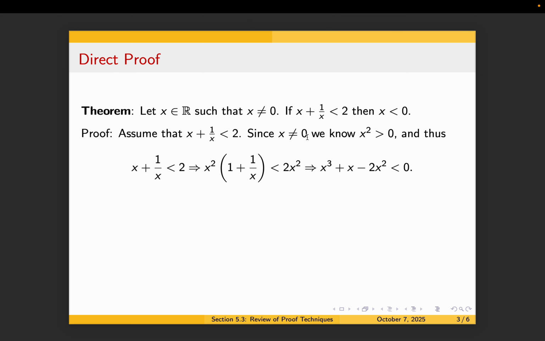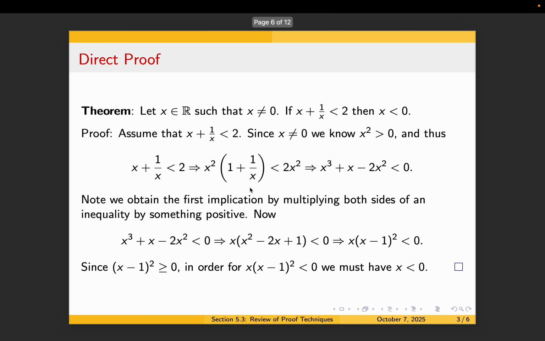Okay, so since x is not 0, we know x squared is positive. And therefore, we can multiply this equation through by x squared. So let's do that. We multiply everything in sight by x squared. That would then give you this inequality here, which after the simplification gives you this. Okay, and so now we can ask ourselves, well, is this any use? Where does this get us? And it gets us somewhere because you can factor out an x.